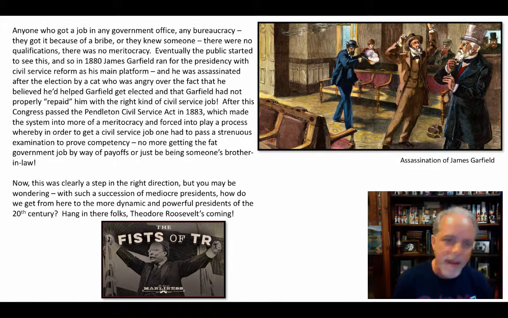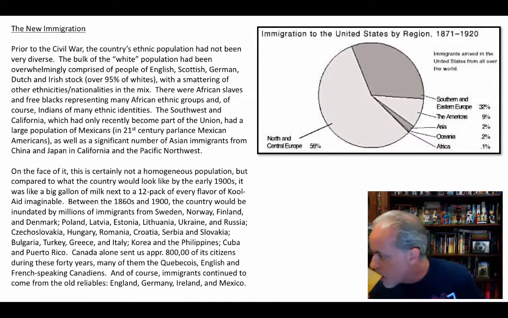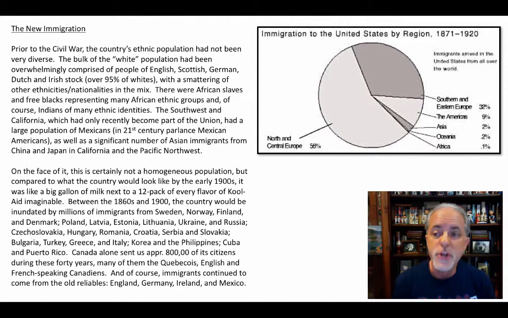Just be patient. Now, the third theme, the new immigration.